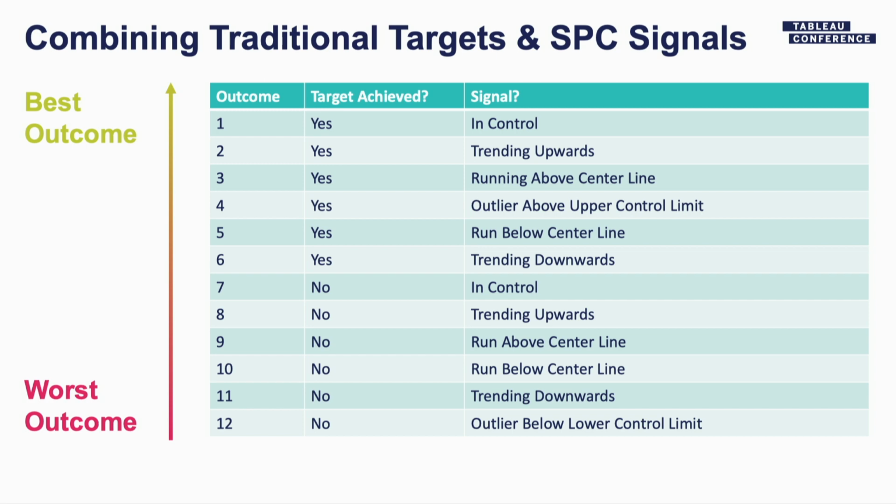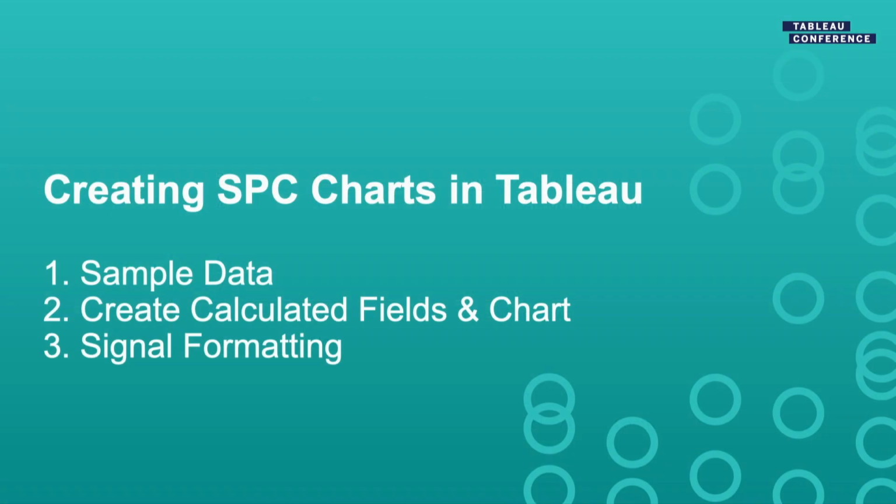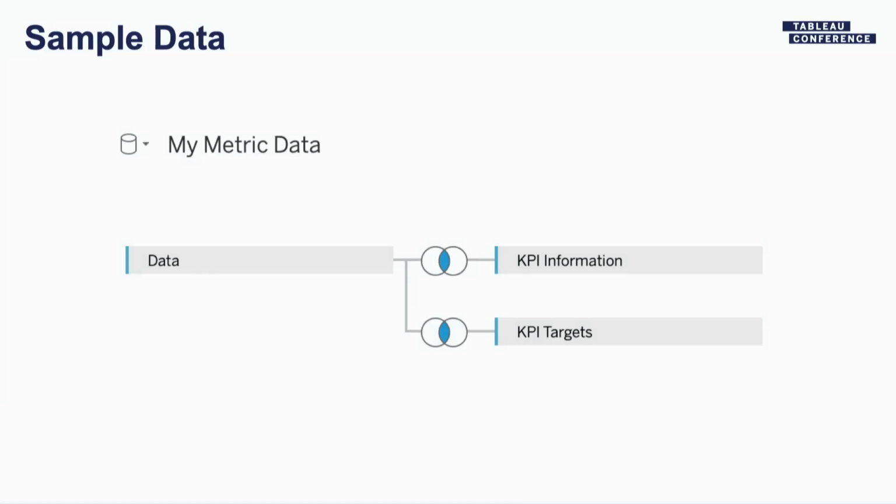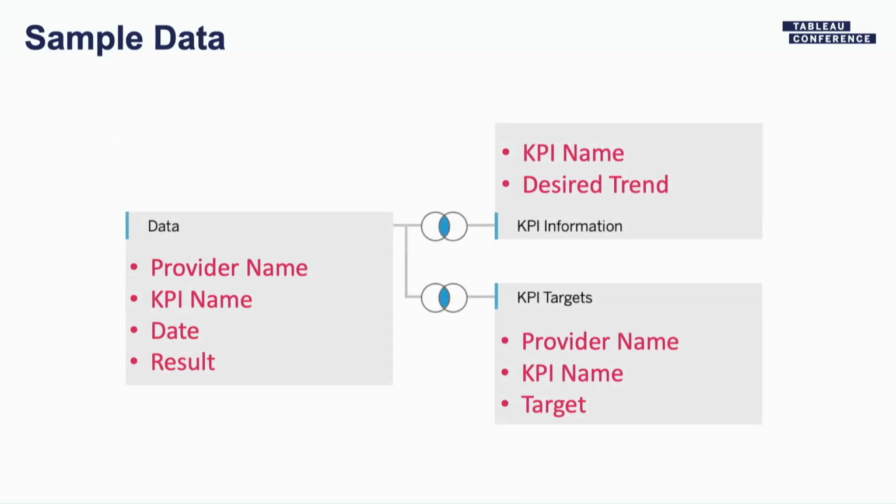And so this is what we'll use to create the SPC charts in Tableau and to make a combination of that. So I've loaded some sample data here. It's pretty straightforward. The data table just provides me with the different provider names, or in your case, that might be employee or customer or provider as well. The name of the KPI, the date, and the result for that day. And the KPI information gives me the desired trend, whether I prefer a higher number or a lower number, that just helps me to find out which of those 12 measures to apply. And then again, we have the targets to match to the results, so we can see if we met target or not.